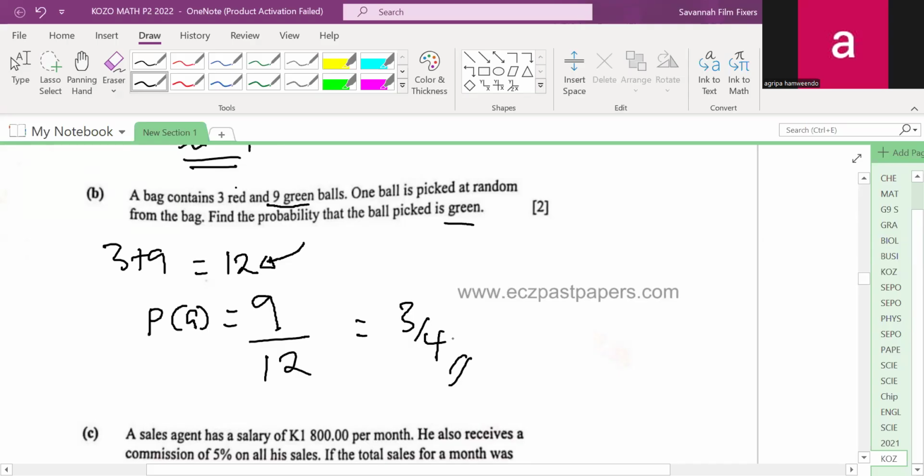So you have 3 in 4 chances of getting a green ball. If they said red, the probability of red would have been 3 over 12, which would have been a quarter, 1 over 4.